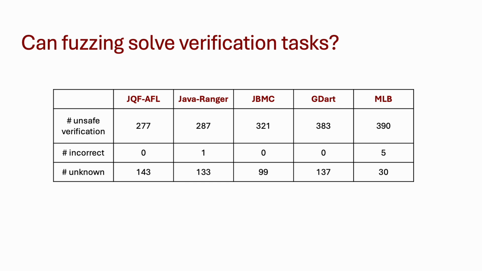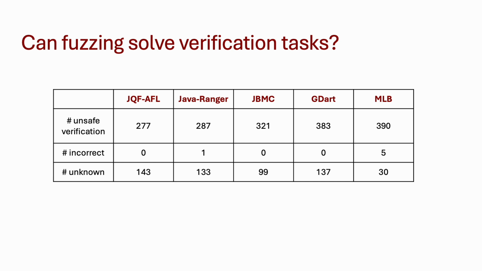It cannot say that it cannot find that the property is correct, and the reason is that it will just keep searching for one. It's an incomplete approach, so it can never claim that there is no violation. However, you do see complete tools here, like let's say the bounded complete tools, the Java Ranger, JBMC, and GDart.